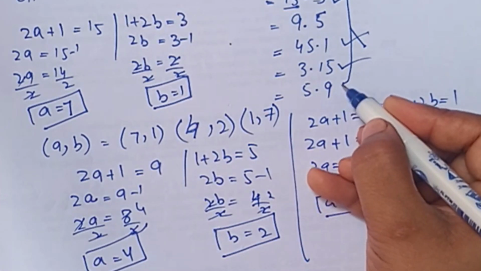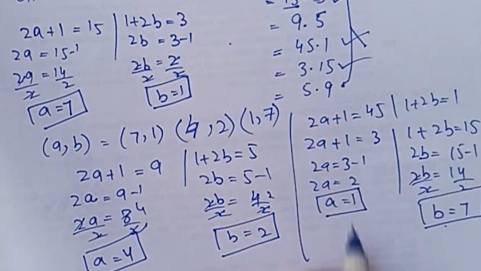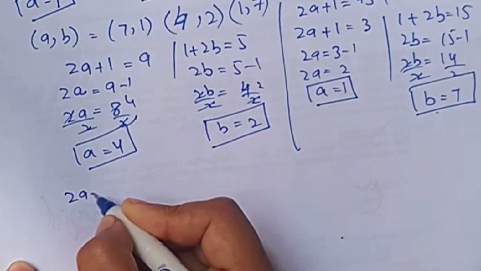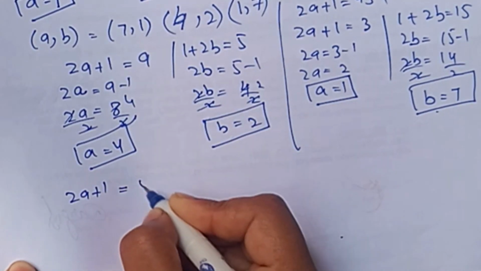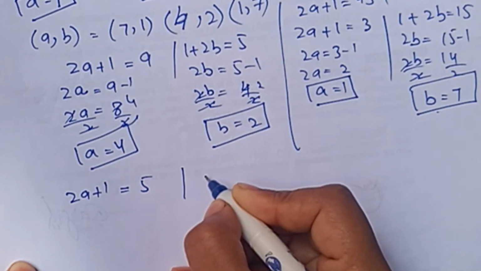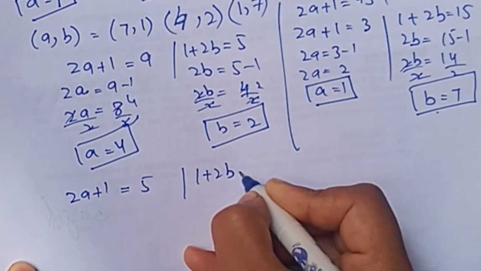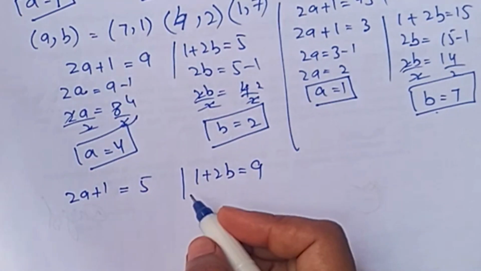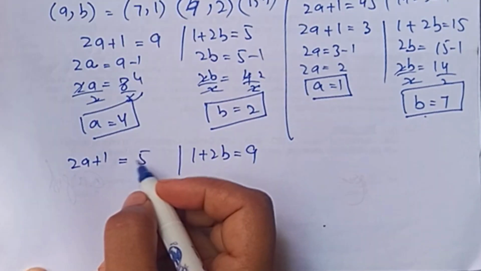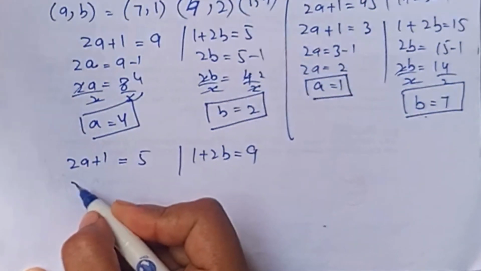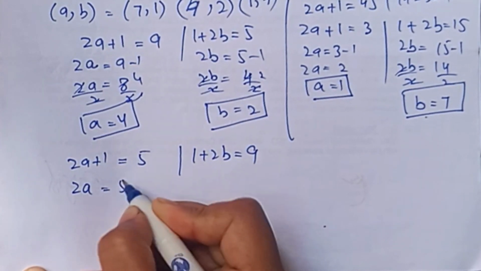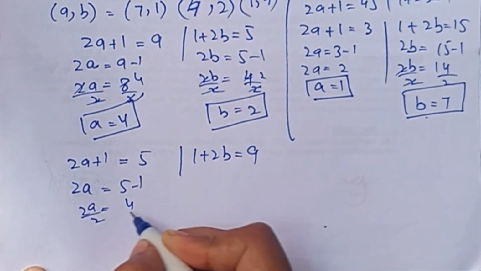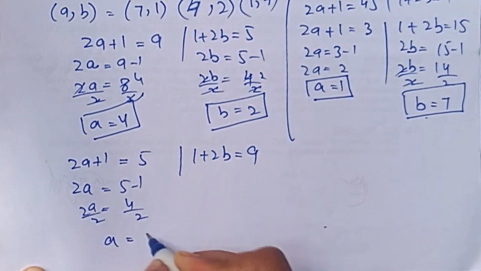In the last case, look at this. This implies 2a plus 1 is equal to 5, and 1 plus 2b is equal to 9. We can use this factor because both numbers are greater than 3. So look at this. Subtract 1 on both sides, we get 2 times a is equal to 5 minus 1, which is equal to 4. Divide this equation by 2 on both sides, we get a is equal to 2.